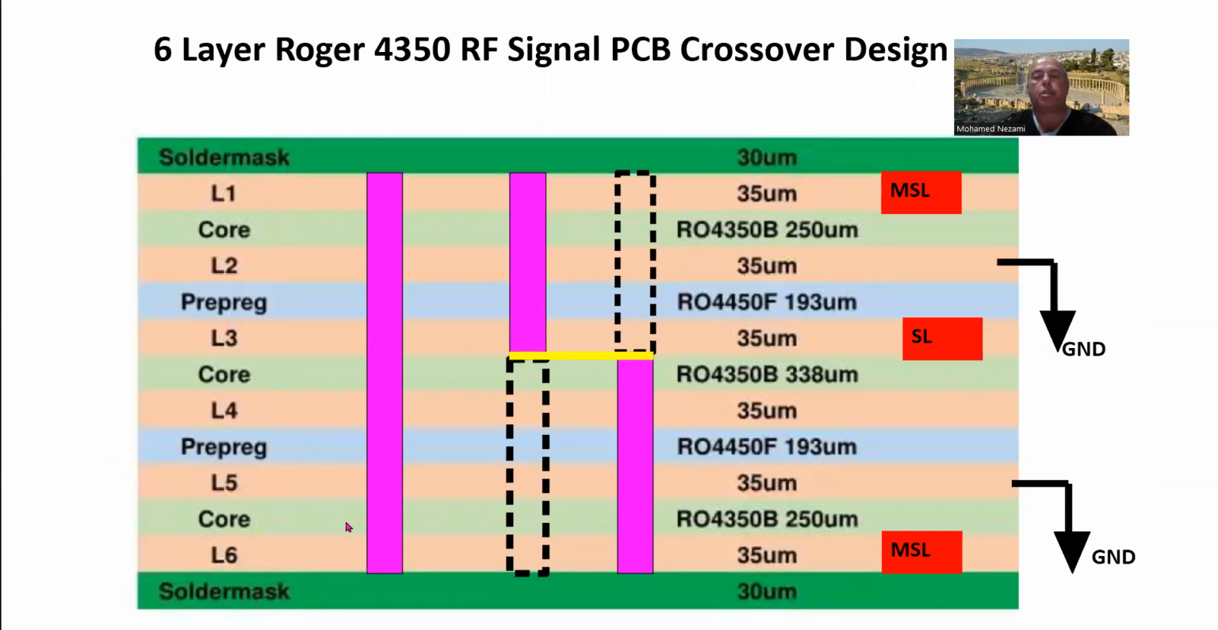This is the stack layer that we have chosen. It's a 6-layer board made of Rogers 4350B as a core, and the pre-preg is Rogers 4450F. And so we have decided we're not going to use blind vias, because they're expensive and involve extra processing. We're going to use back drilling.